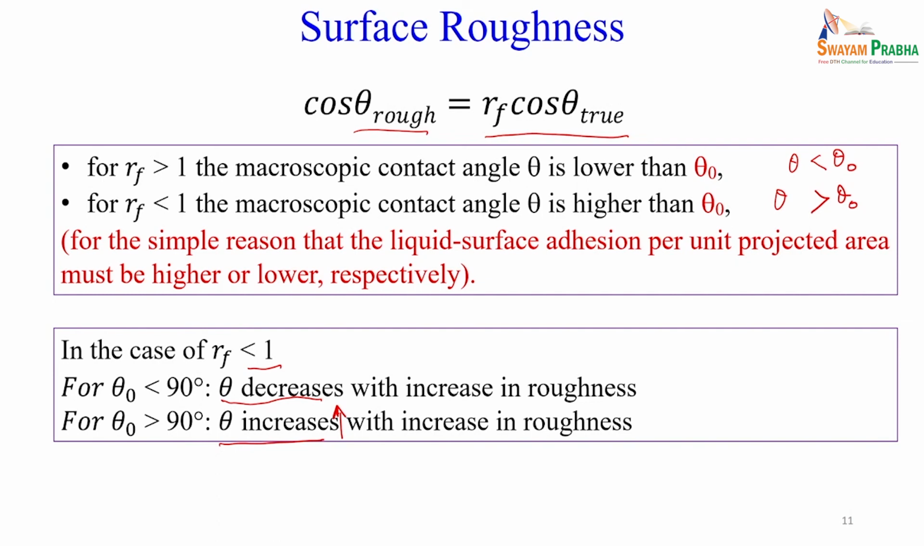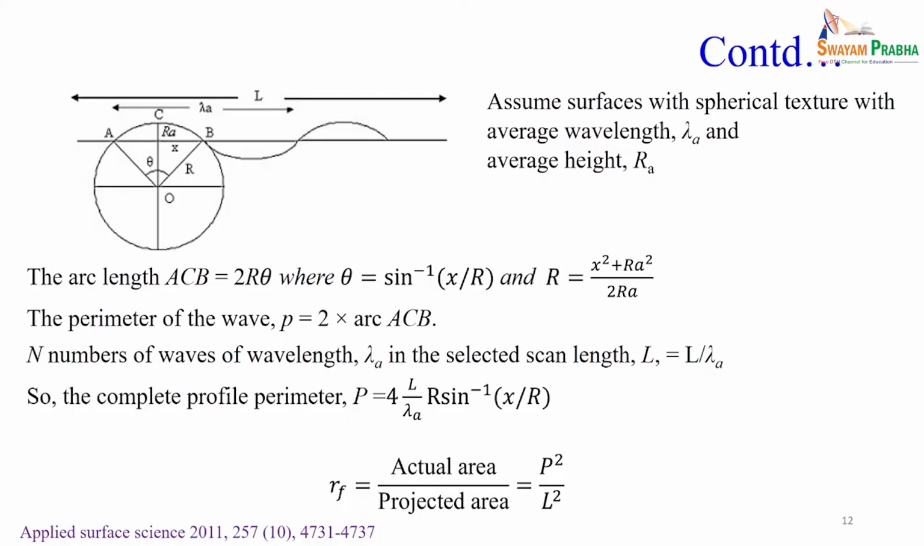So, we can say again there is an effect of roughness, but the effect of the roughness factor is again dependent on what is the initial value of the surface wettability. If it is hydrophobic, it is going to behave differently. If it is hydrophilic, again it is going to behave differently.